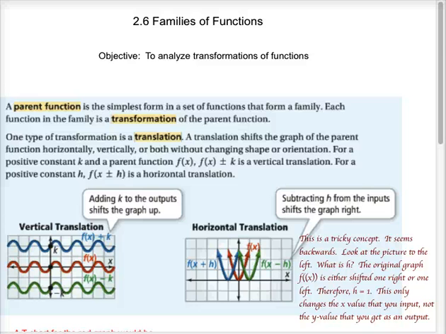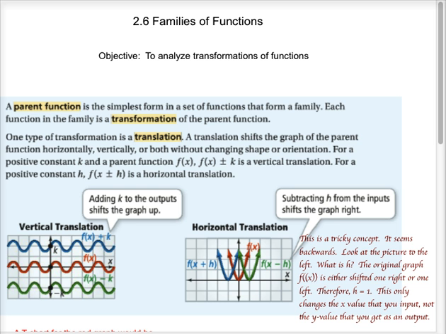Welcome class, thank you for joining me for your 2.6 notes. Today we're transitioning a little bit and we're going to be talking about families of functions. So our objective is to analyze transformations of functions. How can we take a simple function and change it to either reflect or translate or anything of the sort?